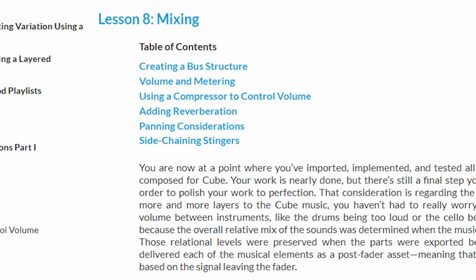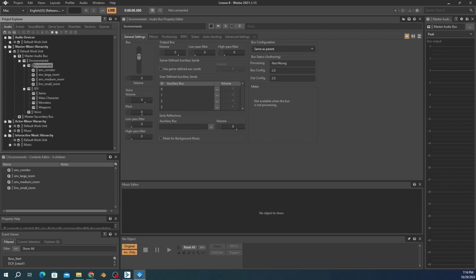We have creating a bus structure, volume and metering, using a compressor to control volume, adding reverberation, panning considerations, and side-chaining stingers. We need to use the master mixer hierarchy to make configurations to the bus structure. Even though the music playlist tracks that were composed in a DAW were properly mixed, that balance changes once we begin tying in music with sound effects. Since this is something the composer can't really account for until the audio engineer ties both music and sound effects together, this sort of mixing needs to be done in Wwise.